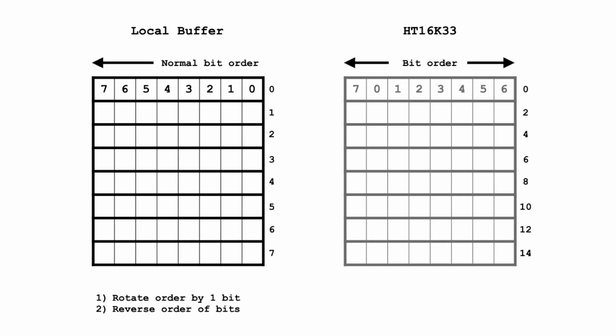So in the code we're going to look at today, we've set up an 8-byte buffer, and this is arranged in a format that we'll be familiar with. That is, 8 bytes in each row, and with the least significant bit on the right and the most significant bit on the left. We will then deal with the rotation and the reverse order of the bits as we send each line over to the device.